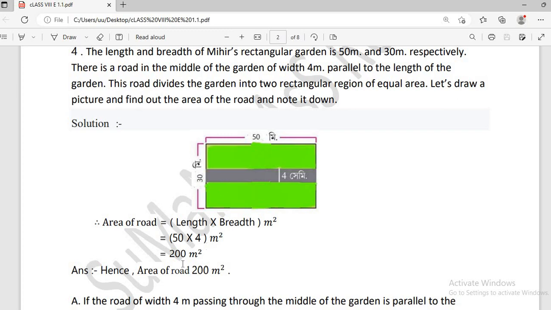So 50 into 4 is equal to 200 meter square. Hence the area of the road is 200 meter square. Next.